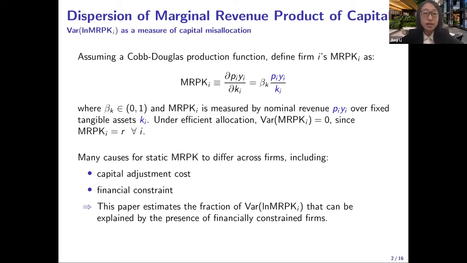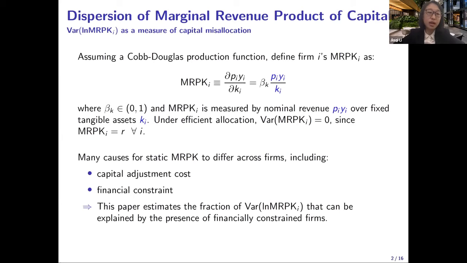In a simple static model without any financial frictions or capital adjustment costs, efficient allocation is when all firms are able to finance their optimal level of capital. So firms will be able to choose their optimal level of capital to equate the MRPK to the interest rate. Assuming firms face the same interest rate, their MRPK will also be the same across firms, and the dispersion of MRPK will be zero in this case. However, in reality, there are many reasons why the static MRPK can be different across firms.